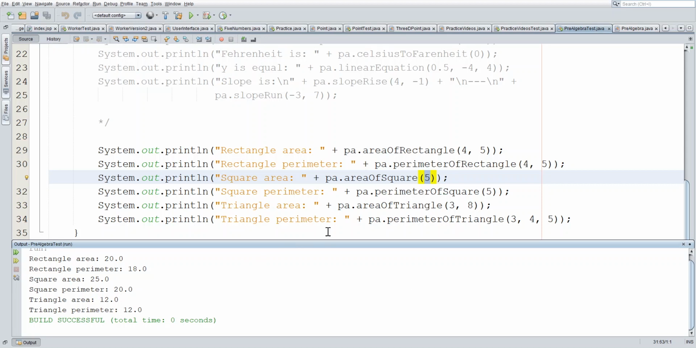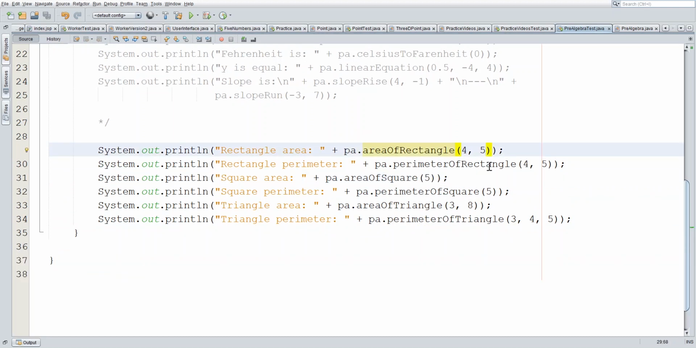Beautiful. The area of the triangle is 12, so base times height is 3 times 8, which is 24. Divide 24 by 2, that is 12. And then the triangle perimeter, that's funny, it ended up being 12 too. So 5 plus 4, 9. And then plus 3, 10, 11, 12. So that's it in a nutshell, you guys.